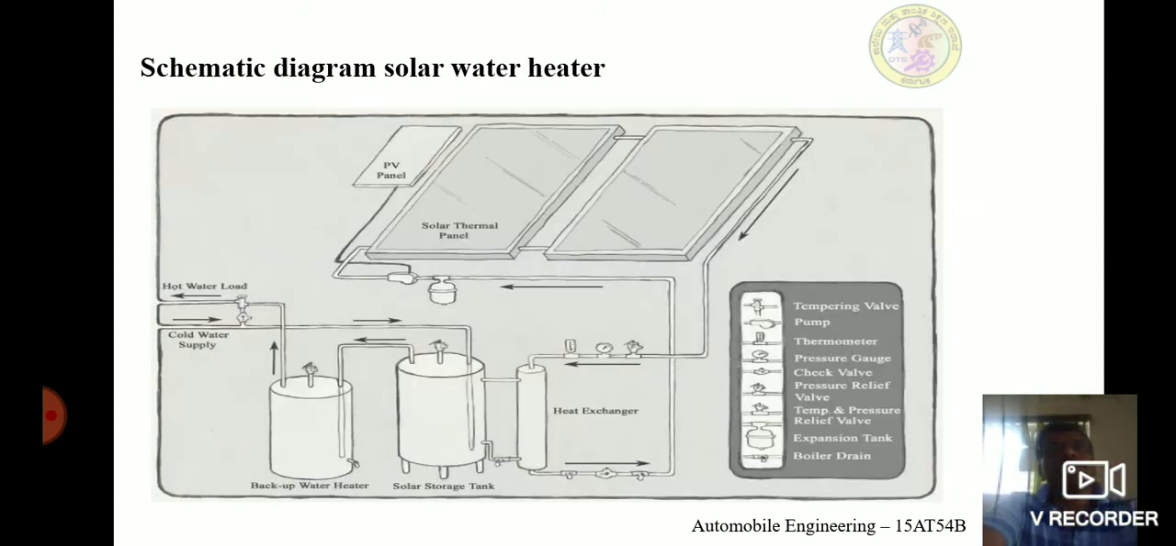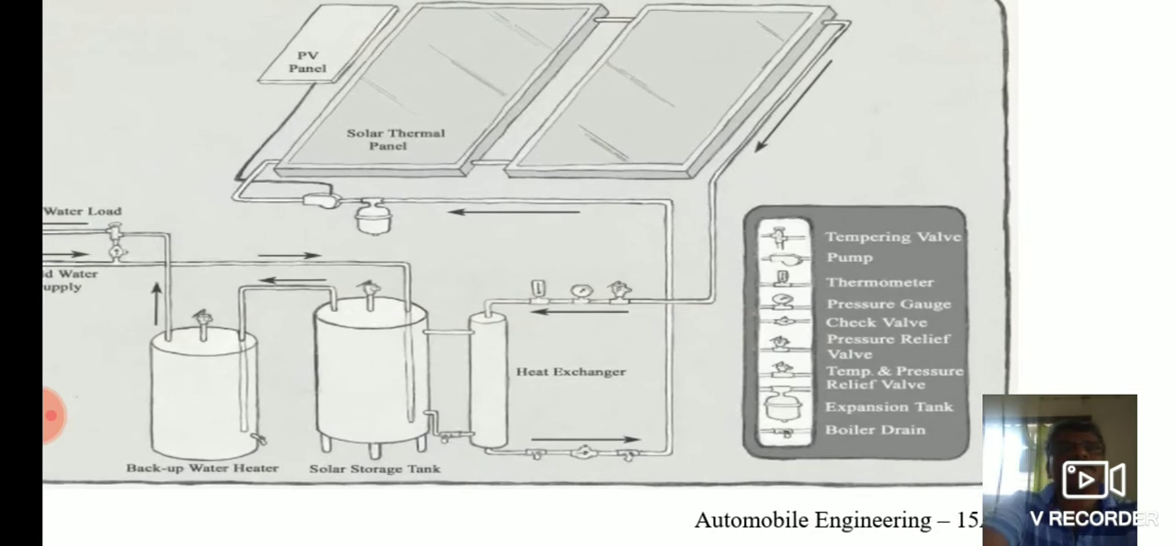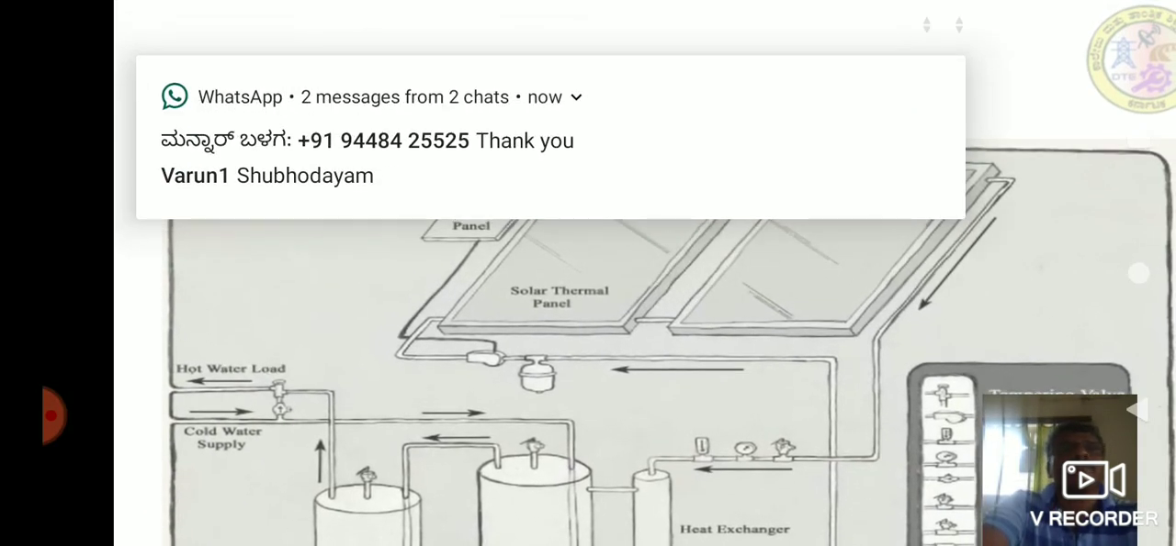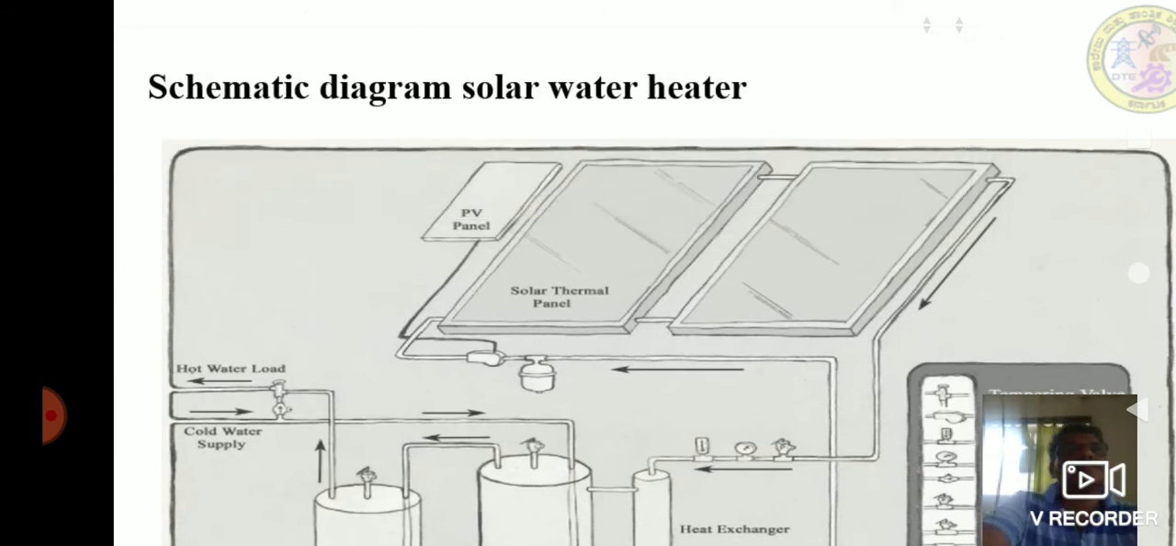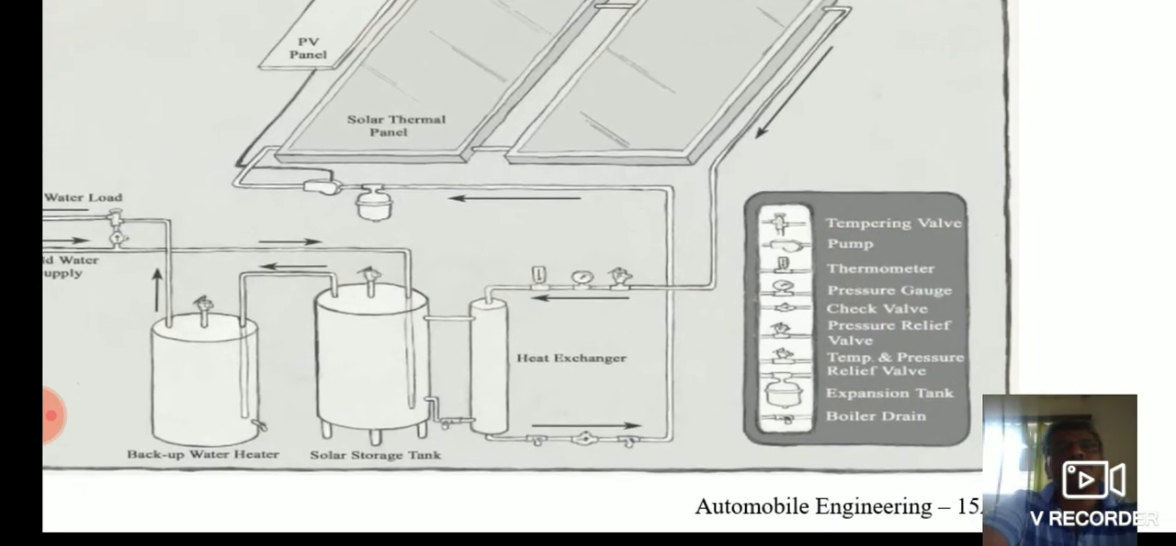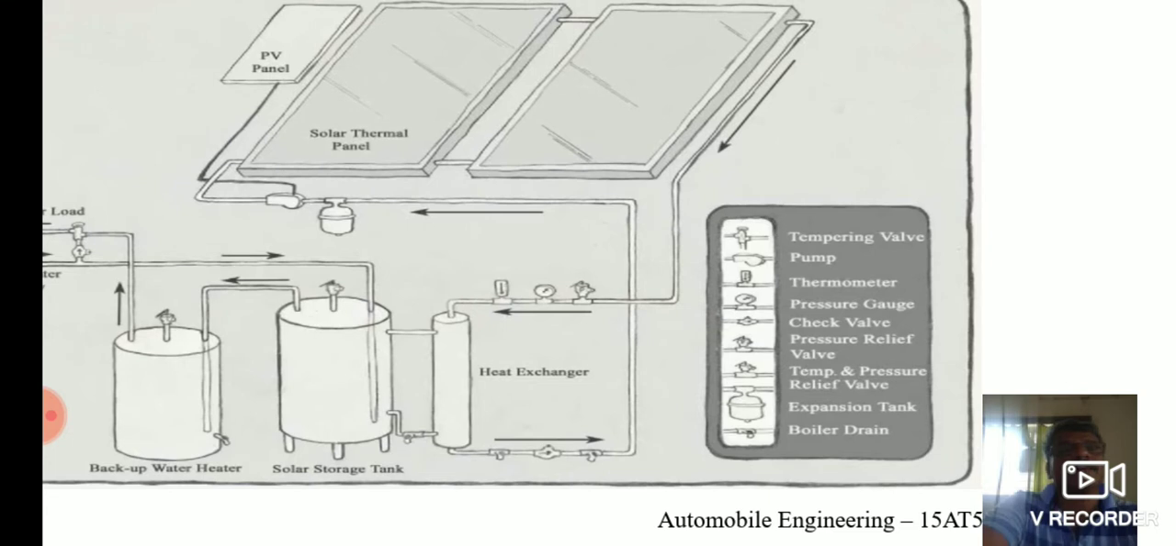You can see the schematic diagram of such a water heater. Mainly you can see the panel where the collector is. The solar thermal panel is where the collector is, to which cold water is supplied from the line. You can see the arrow mark, and hot water comes back from the collector to the storage tank.